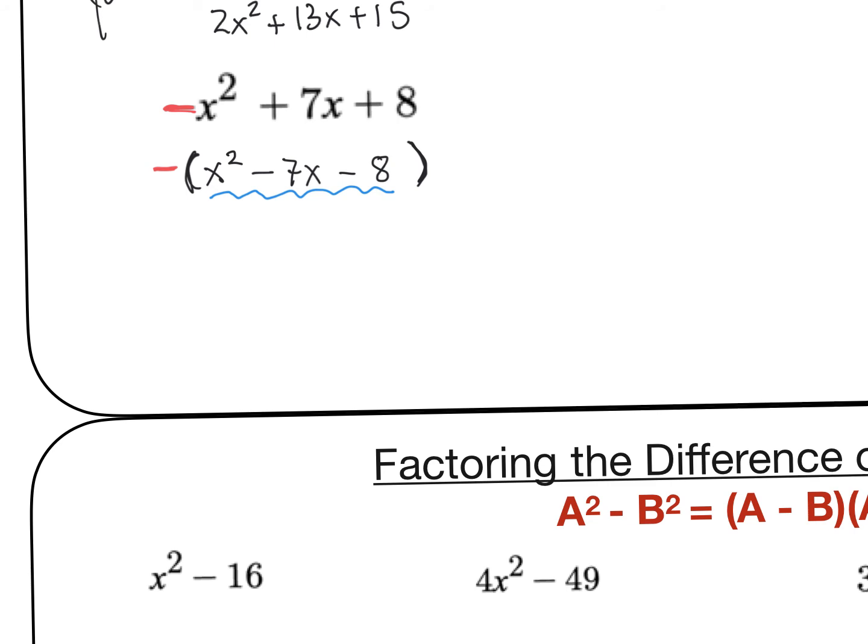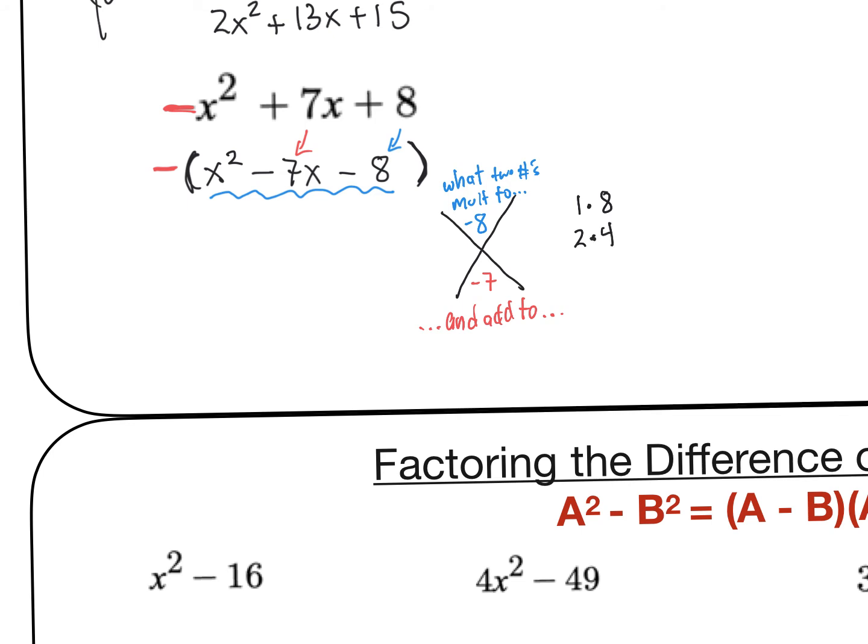So now we just have something not too bad to deal with here. So we say, what two numbers multiply to a negative 8 and add to a negative 7? So let's look at just the numbers that multiply to 8, right?